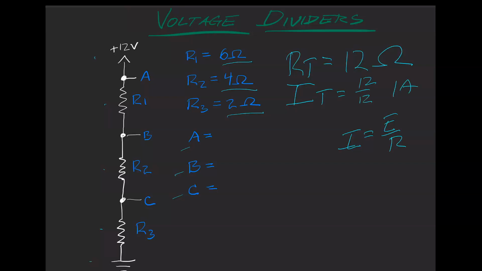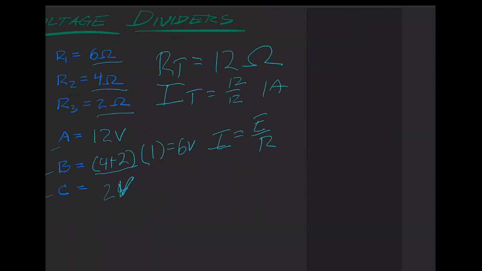If I want to know the voltage at A, well, the voltage at A is 12 volts. The voltage at B, I take by adding the resistance of R2 and R3, which is 4 plus 2, and then multiplying that by 1 amp. So that is 6 volts. And then the voltage at C will be 2 volts. Pretty basic Ohm's law application. But let's look at this a little further.